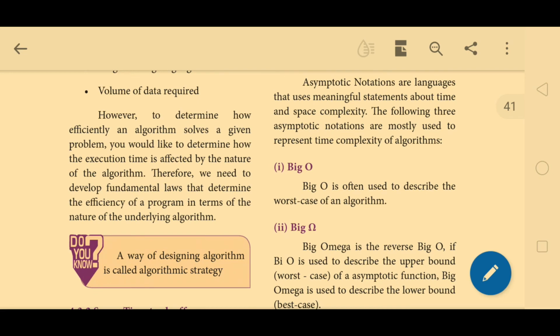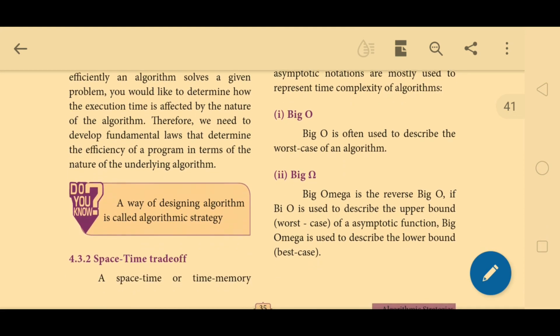Its execution time is affected by the nature of the algorithm. Because of this, we need to develop some fundamental laws that determine the efficiency of a program.